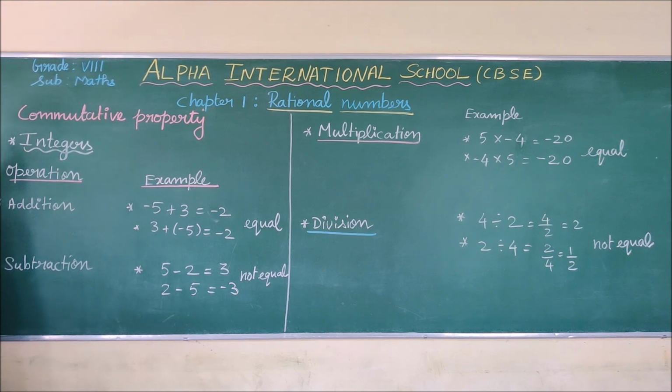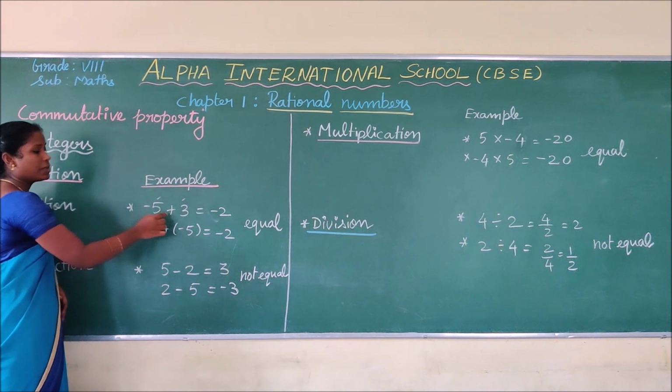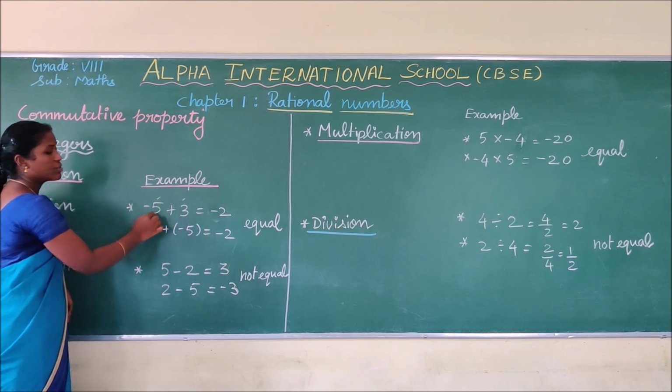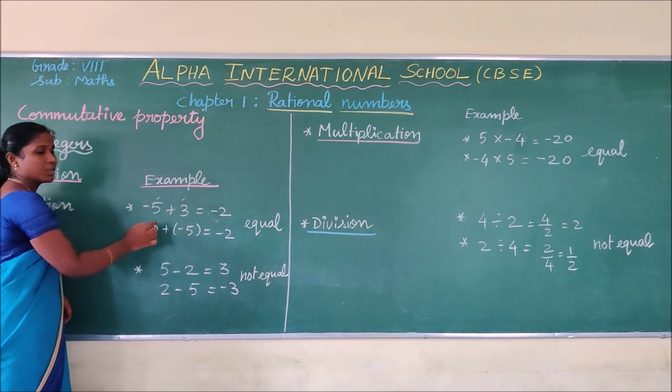Now, we are going to see whether the commutative property holds for integers under the operations addition, subtraction, multiplication and division. First, let us check for addition. Here, we are choosing two integers, minus 5 plus 3. What is the result of minus 5 plus 3? Minus 2.